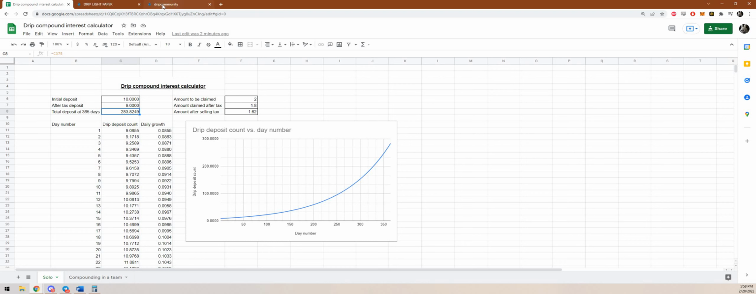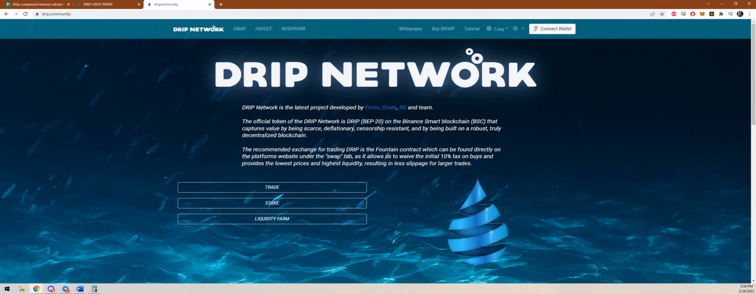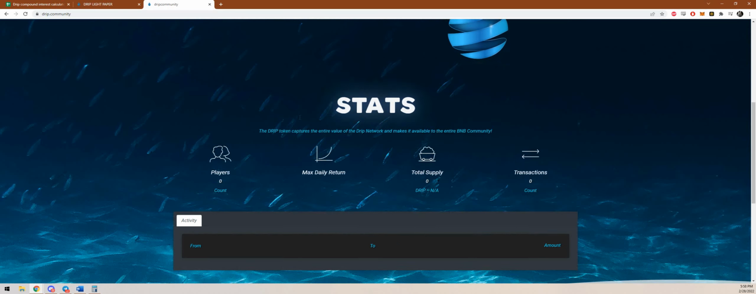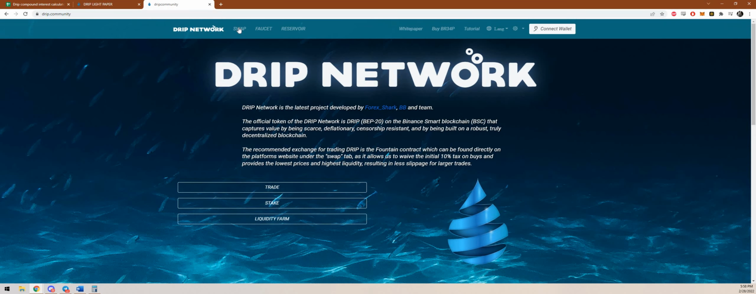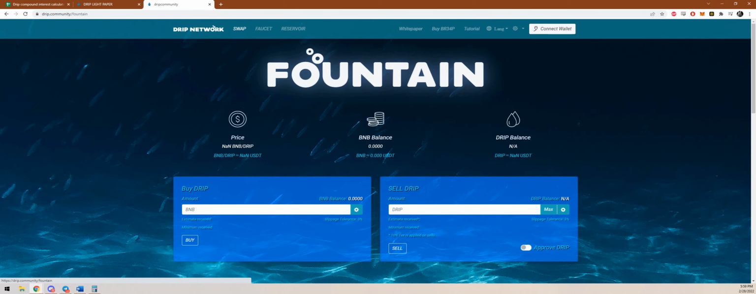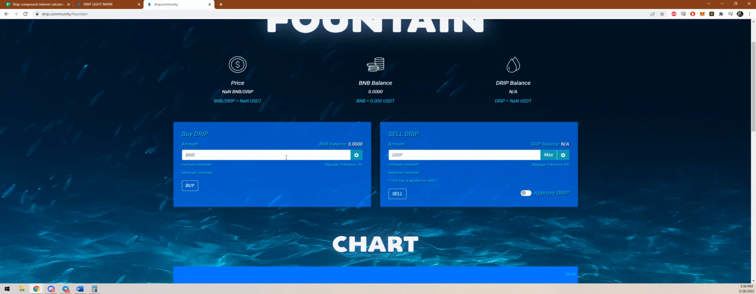I'll show you quickly the website right here. So what you need to do when you first start is buy Drip right here on the swap. They have their own decentralized exchange. So you can set how much Drip you want to buy. Buying here is tax free. If you go to PancakeSwap to buy, you will be paying a 10% tax. So buy here, you get your tax free tokens.